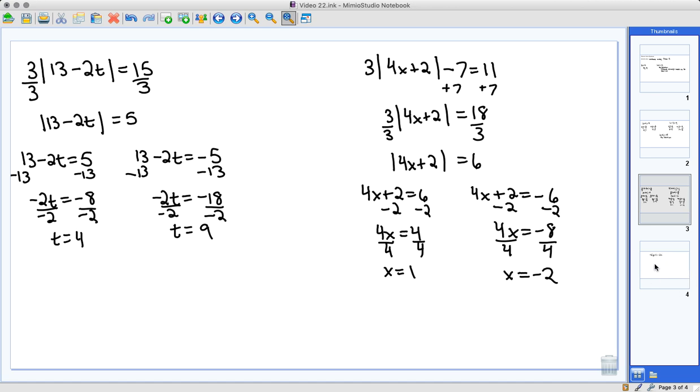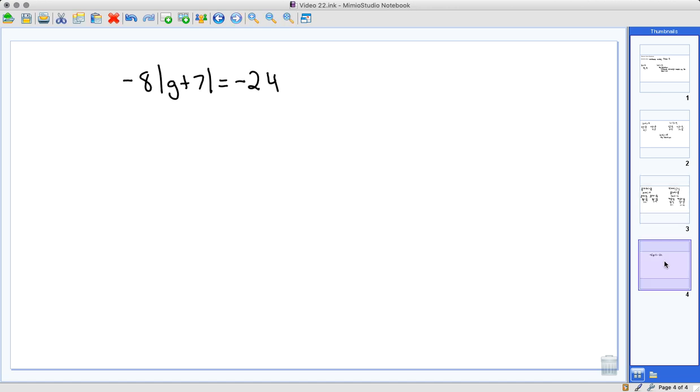So the next one that I want to look at looks like this. You've got negative 8, absolute value of g plus 7 equals negative 24. A lot of people will say, oh, it equals a negative number, I don't have to do this one, this one's a no solution. But my absolute value is not by itself. So I'm actually going to divide by negative 8 first. And then I get absolute value of g plus 7 equals a positive 3.